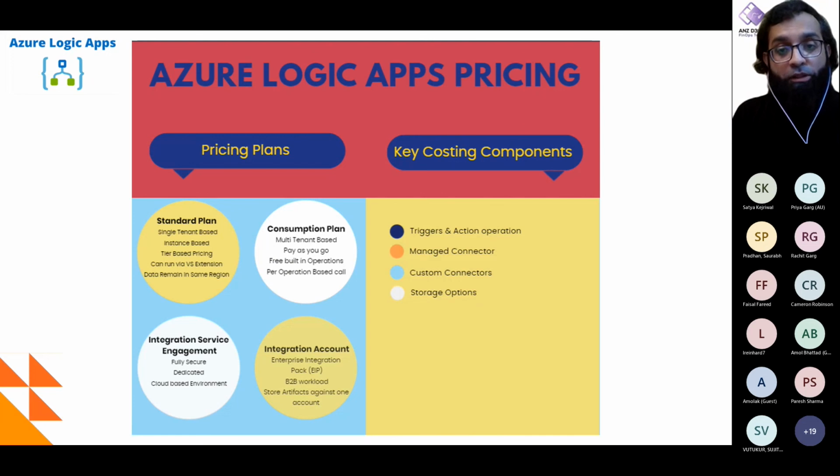The main key costing components, on the right side if you can see, are triggers and action operations, and managed connectors. As I think you saw in Priyanka's session, or even if you just go in and open MS Flow, you will see managed or paid connectors, which are mostly premium connectors. In MS Flow world we say premium, but in Azure they're managed connectors, or they can be custom connectors as well. So these are key costing components that will impact your integration, and along with that, storage, obviously.